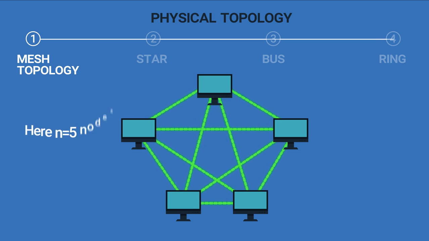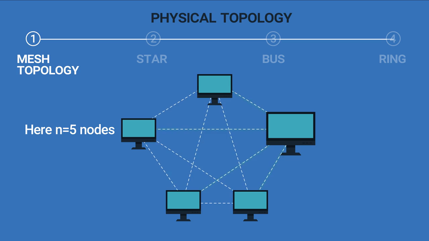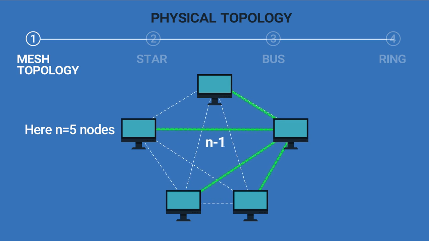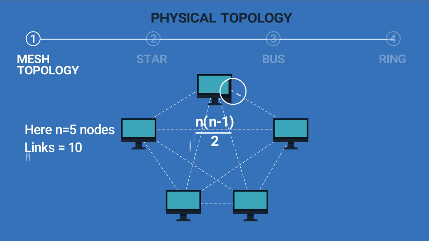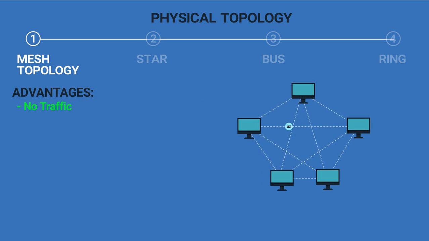To find the number of physical links with n nodes, we first consider that each node must be connected to every other node, meaning that every node must be connected to n-1 nodes. If each physical link allows communication in both directions, or duplex mode, we can say that in a mesh topology, we need n(n-1)/2 duplex mode links. To accommodate those links, every device on the network must have n-1 I/O ports to be connected to the other n-1 stations. Advantages: no traffic problem because each connection can carry its own data load.